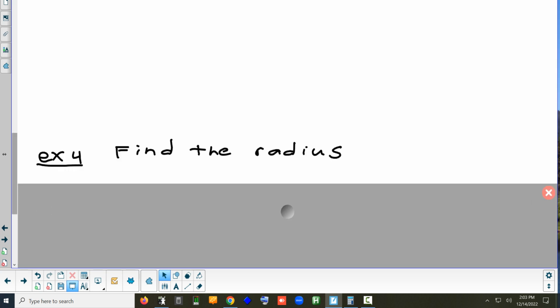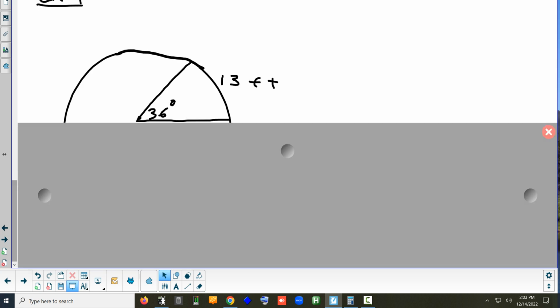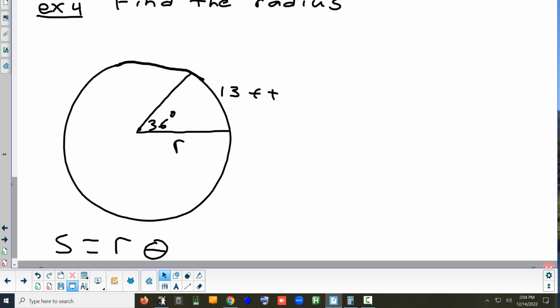All right. Okay, I think I have one more, where this one says find the radius. So this will be the last one we do with this formula. We're going to move on to the last one.